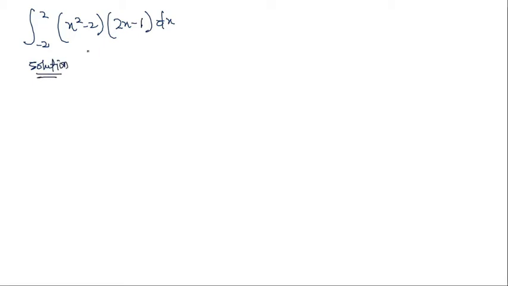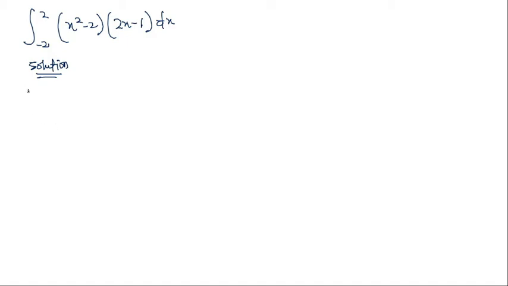Alright, so let's have a look at another example of a definite integral. We have to integrate from negative 2 to 2 of the function x squared minus 2 times 2x minus 1 dx. Alright, let's write down our solution. If we look at this, we have two functions multiplying each other and we have to integrate it. So the first thing we need to do is expand our function so that we have it in a linear form, so that we can apply our integration to each of the functions individually and then find our final integral.